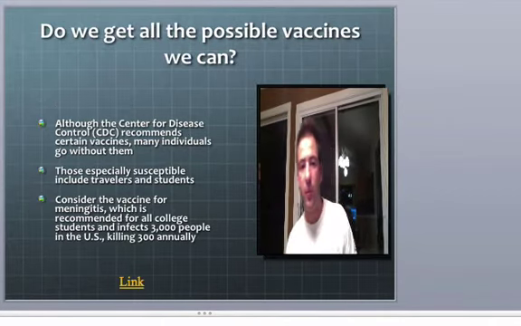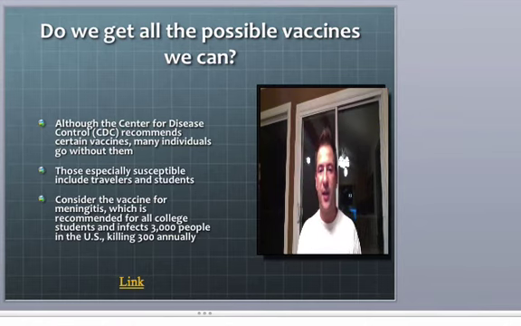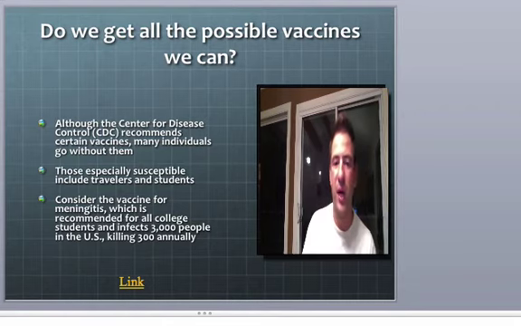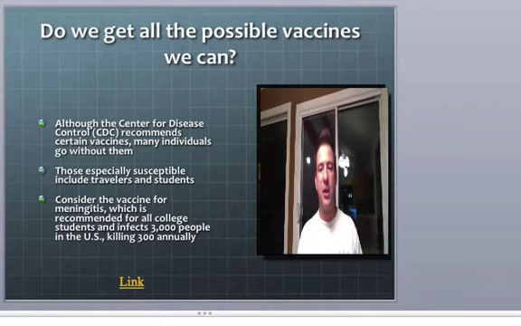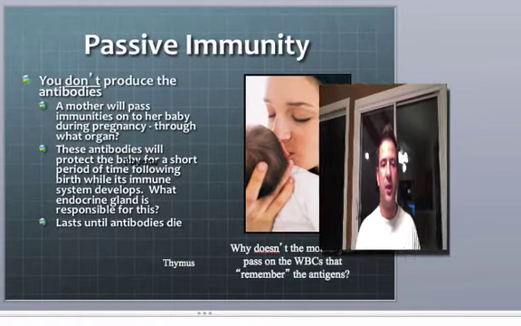So do we get all the possible vaccines we can? Well, the Centers for Disease Control recommends certain vaccines. A lot of people go without them, and those especially susceptible include travelers and students. When you travel, and sometimes as students, especially in stressful situations when the immune system's low, we're more susceptible to get these particular diseases.